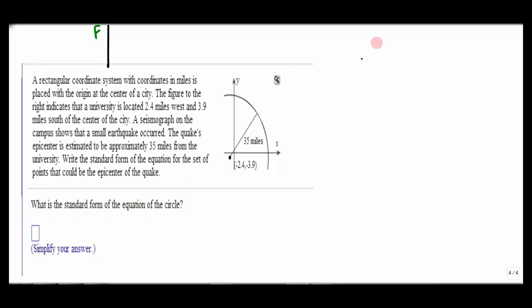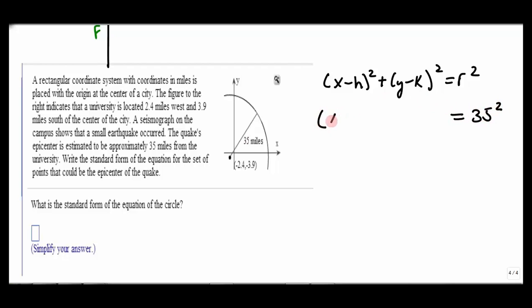Well, before even reading the problem, I know the standard form of the equation of the circle looks like this. And so they're showing me, and this doesn't look really circular because when I pasted this in, it kind of squished the circle, but this is a circle. This is the radius from the center of the circle to the outside of the circle. So I already know r squared is 35 squared.